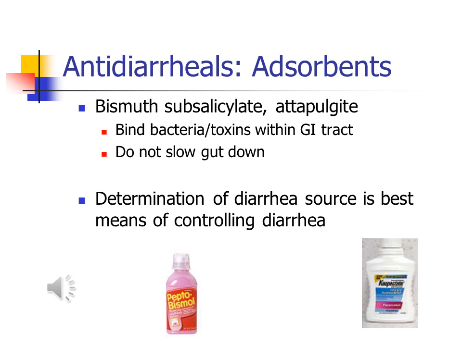Another class of agents used to treat diarrhea are the adsorbent agents, and they act by binding bacteria and bacterial toxins within the GI tract. They do not have an effect on gastric motility, so they don't slow the gut down like previous agents that we've spoken about. With that, they're probably the safest to use if you're trying to control infectious diarrhea because they don't slow the gut down. However, it's always important to try to determine the source of diarrhea prior to picking an agent to control it.